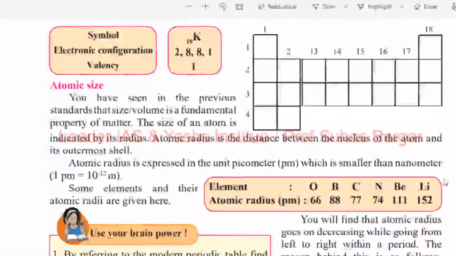Our next topic is the atomic size. Symbol, K. Electronic configuration is 2, 8, 8, 1 and valency is 1.